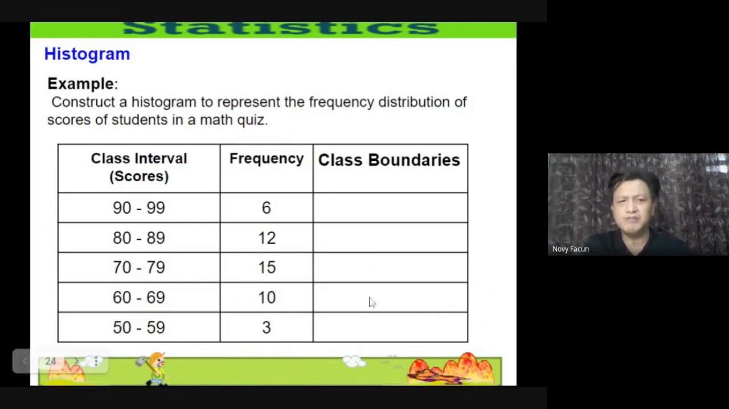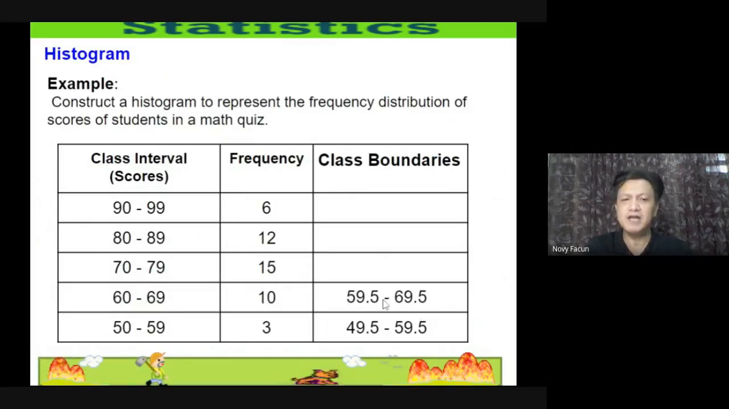So dito sa 50 to 59, ano yung first class boundaries natin? That is 49.5 to 59.5. Kasi nga nag-minus ako ng 0.5 sa 50, nag-plus naman ako ng 0.5 doon sa 59. Kaya that is 49.5 to 59.5. So ganun din sa second class boundaries natin. Magpa-minus ka ulit ng 0.5 sa 60, magpa-plus ka ulit ng 0.5 sa 69. Kaya that is 59.5 to 69.5. And the third class boundaries is 69.5 to 79.5. And okay, yan yung ating class boundaries.